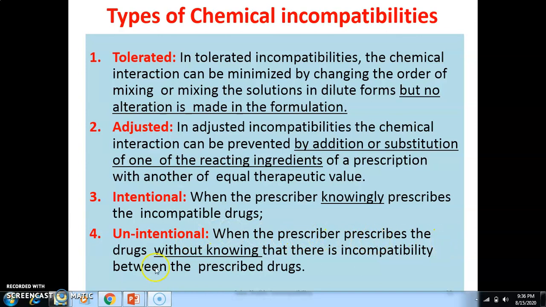What do you mean by unintentional now? When the prescriber prescribes drugs without knowing that there is an incompatibility between the prescribed drugs. Types 3 and 4 are exactly opposite to each other. In the third type, doctors know that there is an incompatibility, and in unintentional, the doctor doesn't know what he is writing in the prescription. There are 2, 3 or more drugs, and 2 of them can react with each other without his knowing, but it can be identified by the pharmacist, and we can make it correct by giving the information to the prescriber. So these are the 4 types of chemical incompatibilities: tolerated, adjusted, intentional and unintentional.